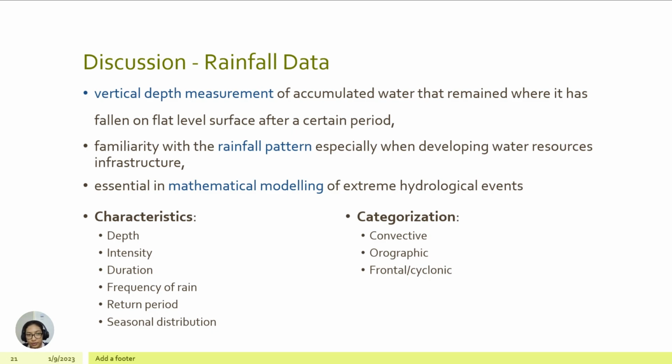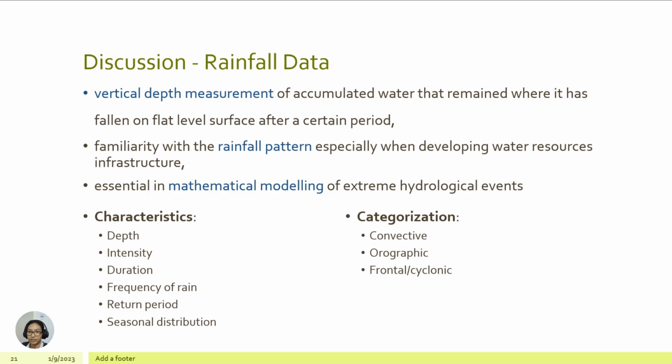In civil engineering, it is crucial for us to be familiar with the rainfall pattern, especially when we're developing water resource infrastructures such as dams and so on. It is also essential for us to be familiar with it in order to have mathematical modeling of extreme hydrological events such as floods and so on. Here are the rainfall data characteristics: depth, rainfall intensity, duration, the frequency of rain, the return period, and seasonal distribution.